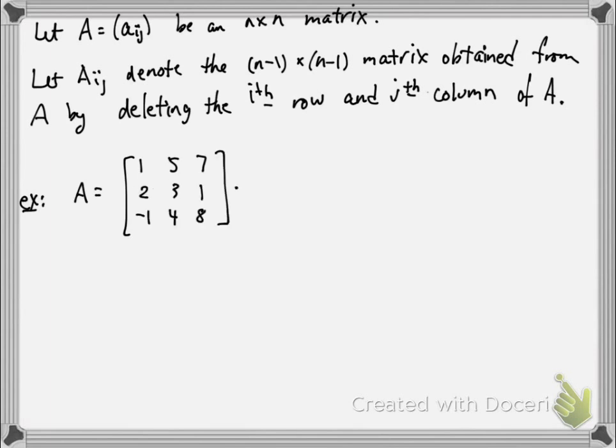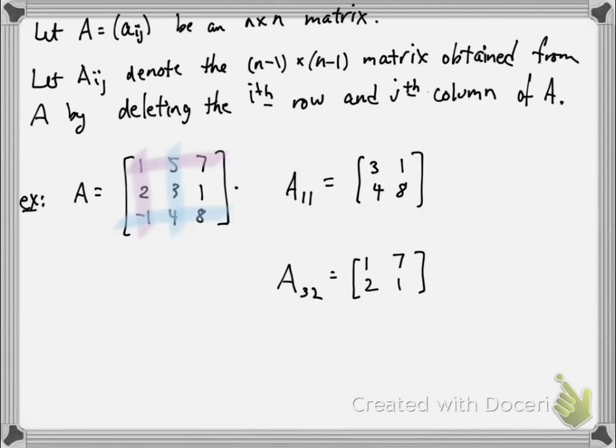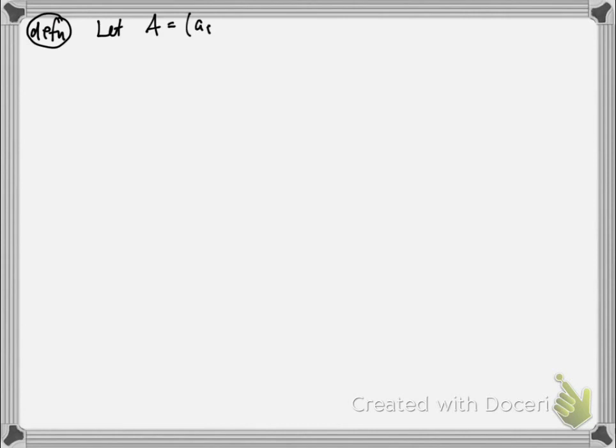So for example, if I take this 3 by 3 matrix here, then A11 I'm going to get by deleting the first row and first column of A, and I get this 2 by 2 matrix 3, 1, 4, 8. If I look at A32, I'm going to delete the third row and second column of A, and I'm left with this 2 by 2 matrix 1, 7, 2, 1. Okay, so that's the notation we need in order to define a determinant.